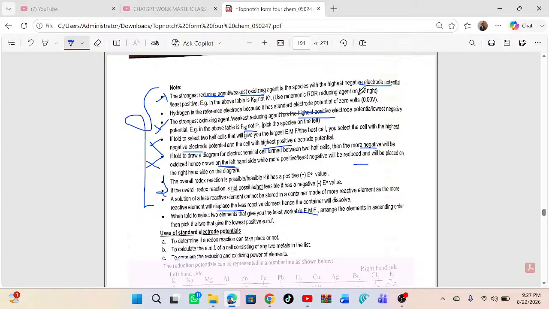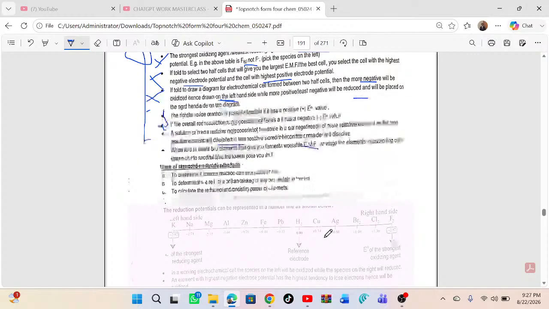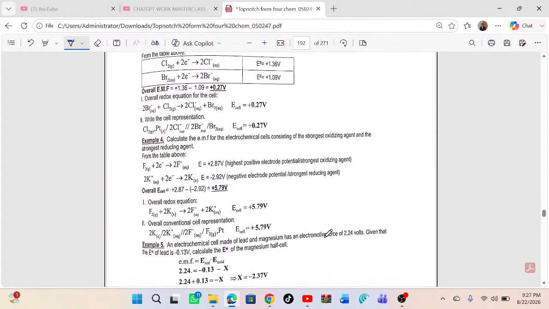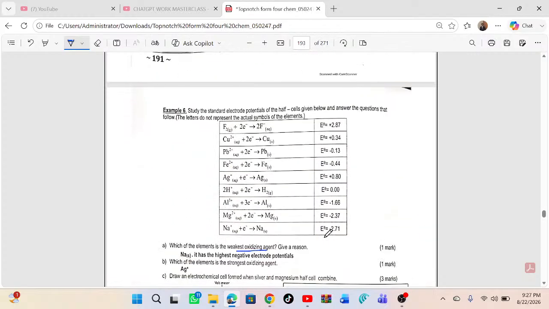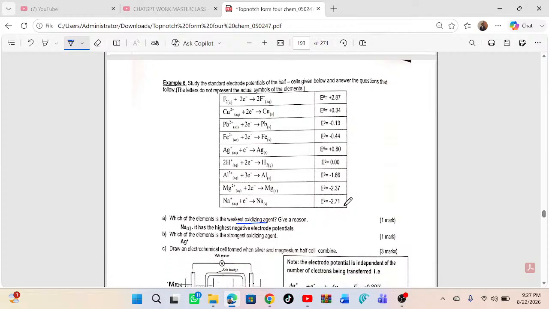So we take the highest negative. Then tukichukua the highest negative tulisema aje? Tutachukua the left side or tunachukua the right side? Tunachukua the right side. On the right side, the element will be sodium. Reason: it has the highest negative electrode potential. That's a 1 mark.